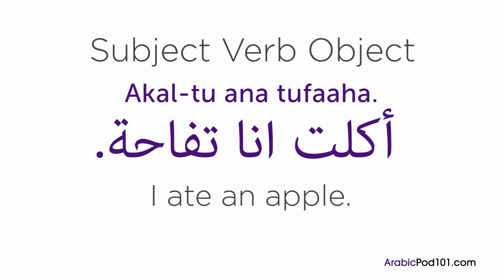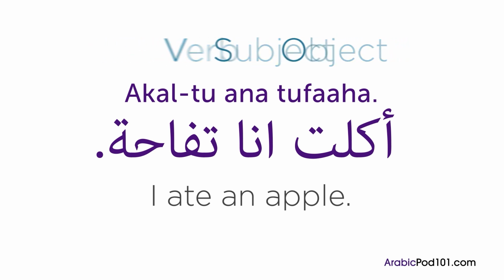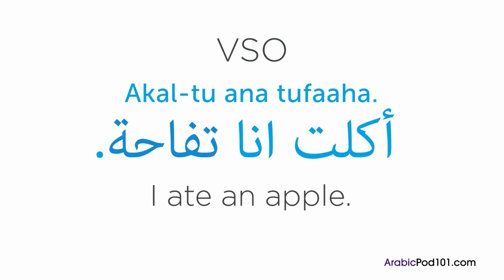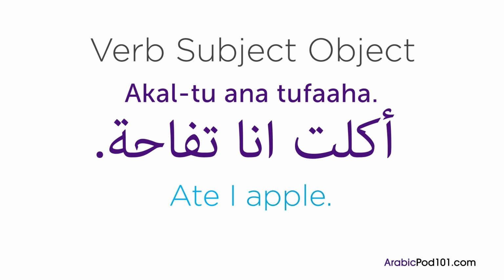Now, let's compare that same sentence, I ate an apple, in Arabic. أكلت أنا تفاحة. If we break down the Arabic sentence, we get the verb أكلت, which means ate, followed by the subject أنا, meaning I. And finally, we have the object تفاحة, meaning apple. Arabic is actually written from right to left. We will cover this aspect more in the next episode on writing. The word order for Arabic then is verb, subject, object, or VSO for short. The same sentence in Arabic then is essentially ate I apple. Verb first, then subject and object last.